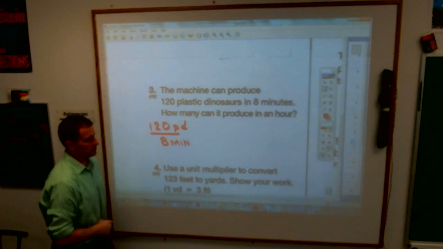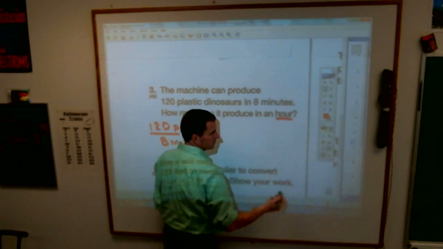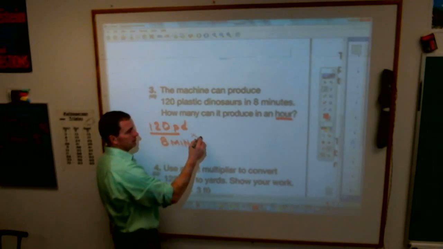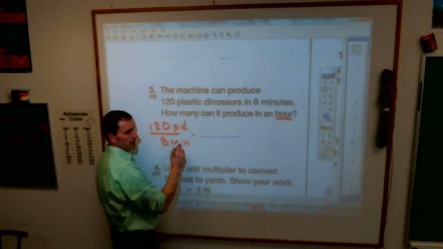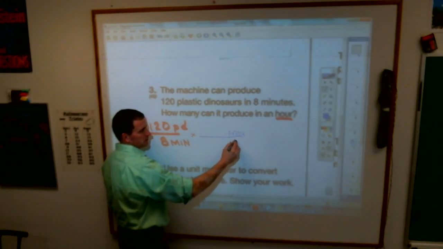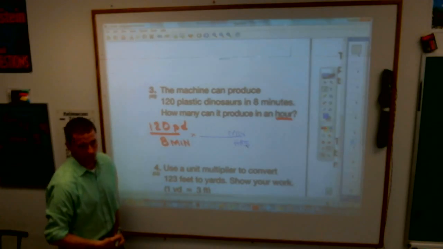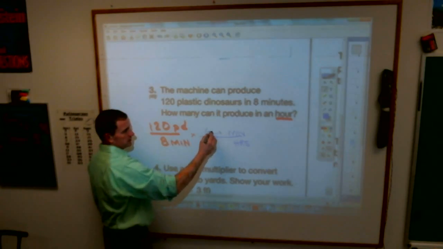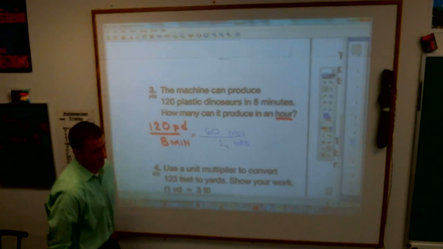I will need to change minutes into hours. So how do I get minutes to cross off? What's on the bottom? I put minutes on top. I'm changing it into hours. And you just need to know the conversion for those. What is it? There are 60 minutes in 1 hour. The rest is just math.